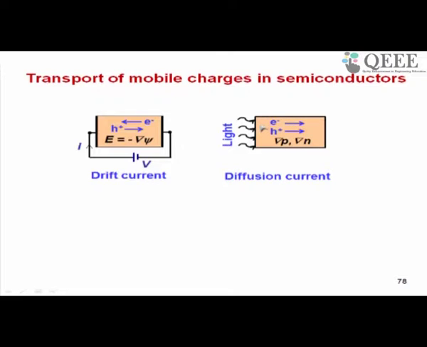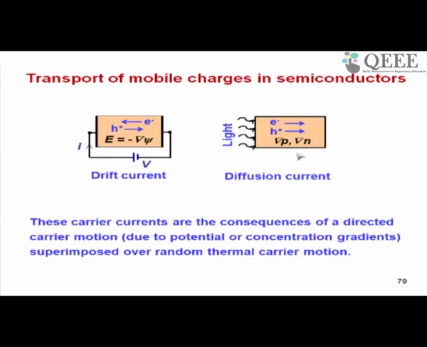So they are diffusing. Electrons and holes are moving in the direction of lower concentration. This process is called diffusion. It is somewhat like diffusion of gas molecules. Now as against drift, where electrons and holes move in opposite directions, in diffusion they move in the same direction as the concentration gradient. As we will see, these carrier currents are consequences of directed carrier motion due to potential or concentration gradients superimposed over random thermal motion.